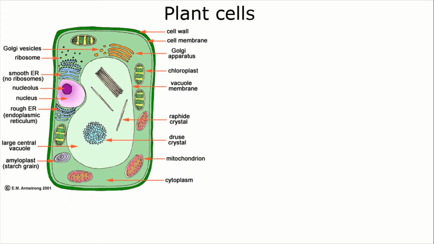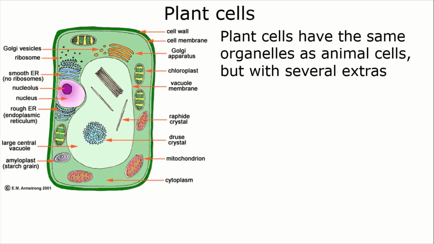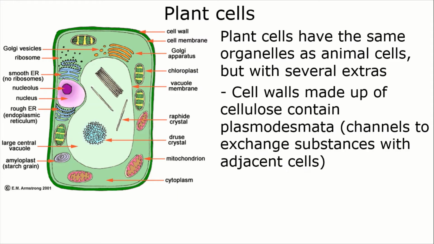We can see that a lot of the structures within the plant cell are the same as in animal cells, but there are obviously some differences, and that is because plant cells have a very different function to animal cells. So plant cells have many of the same organelles as animal cells, for example, mitochondria, ribosomes, smooth endoplasmic reticulum, and a nucleus, but they have several extras as well.